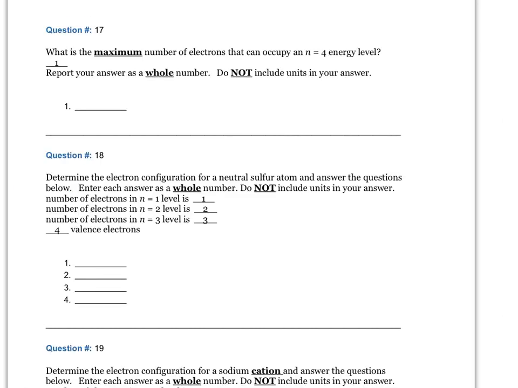Question 17. What is the maximum number of electrons that can occupy an n equals 4 energy level? Report your answer as a whole number. Do not include units in your answer. The answer is 32.